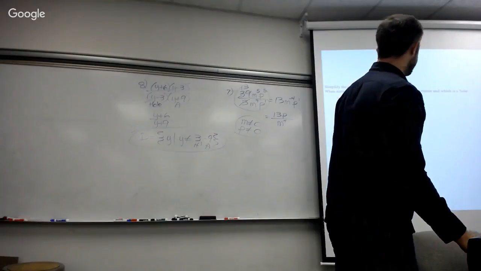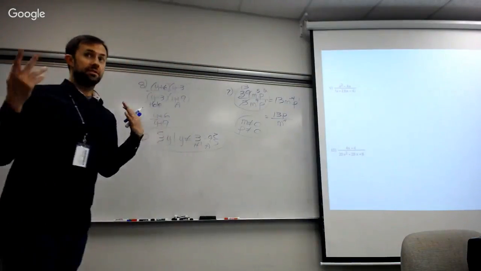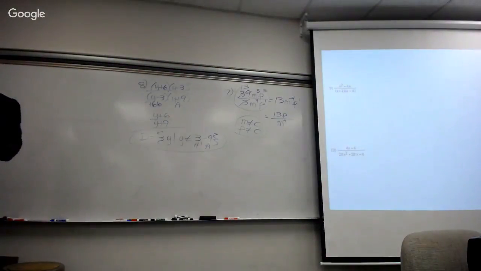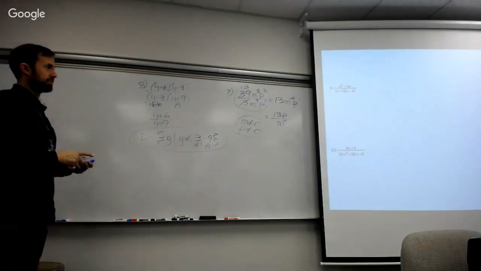Junior, thanks for asking that. Basically, what are we excluding from our domain? Holes and asymptotes. That's it. The domain is everything in the universe except for the location of holes and asymptotes. So that's really what domain is referring to.